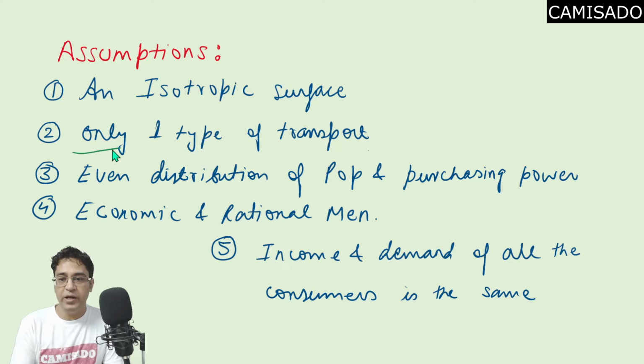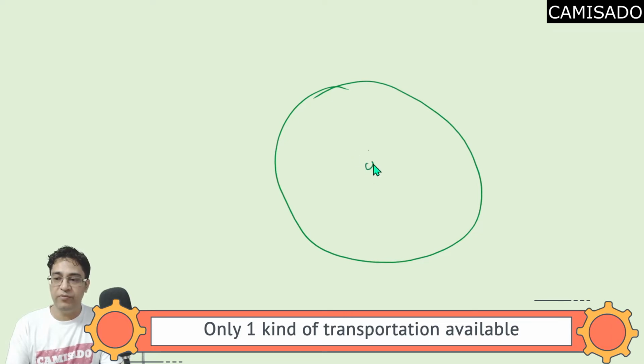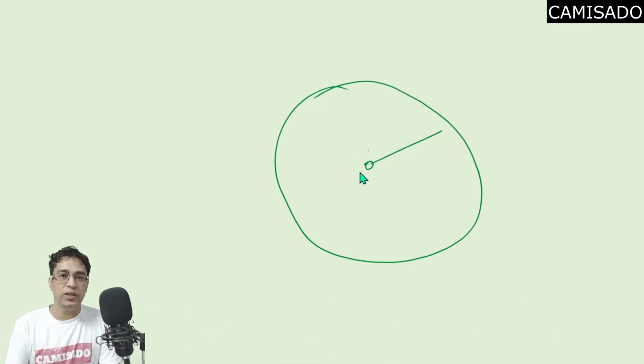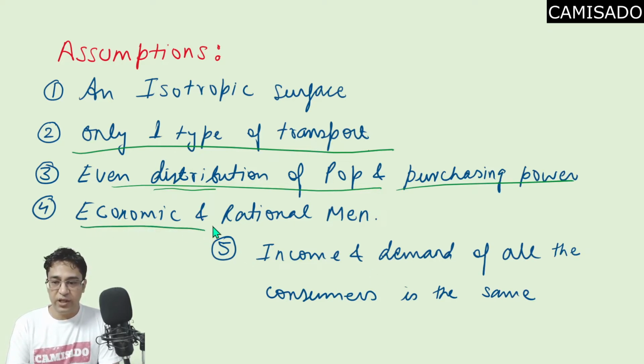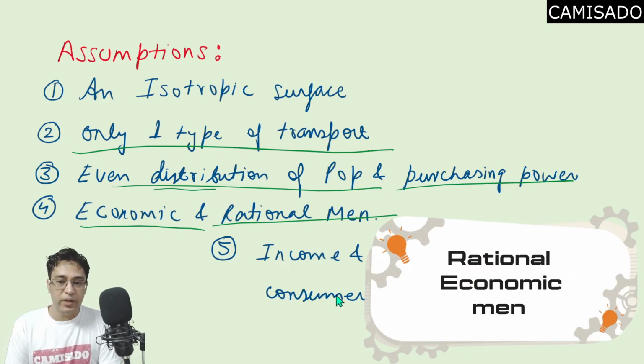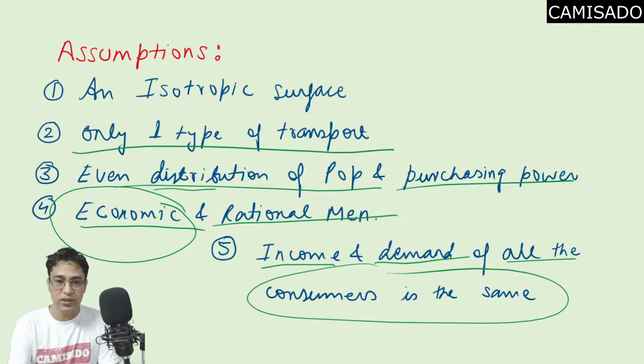There is only one type of transport available. So what this means is that on this landscape there is only one type of transport, and this will ensure that the cost of transportation is same everywhere and the time required would also be same. Now the people that live there, they are evenly distributed and their purchasing power is also the same. Moreover, the people that live there are logical and economic, that is, their decision making is based on economic reasons and not emotional reasons. And the demand of the people and their income is also same across this landscape.